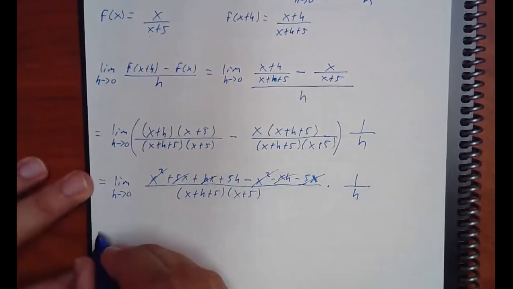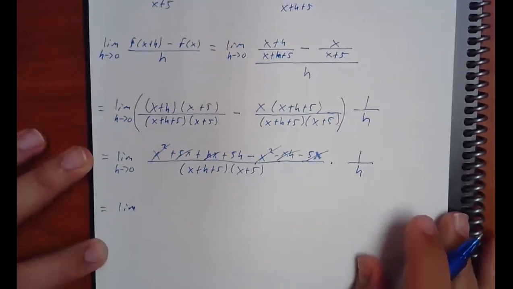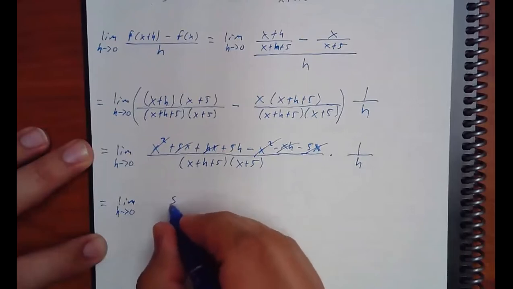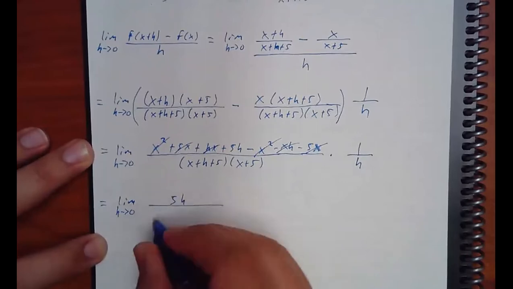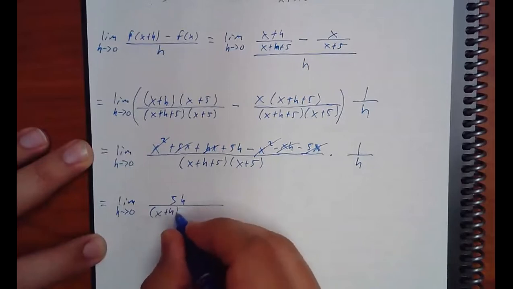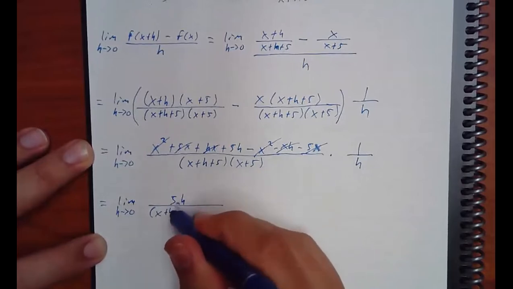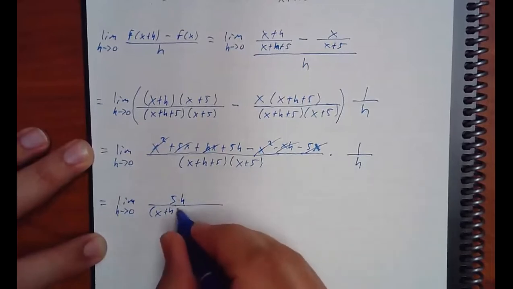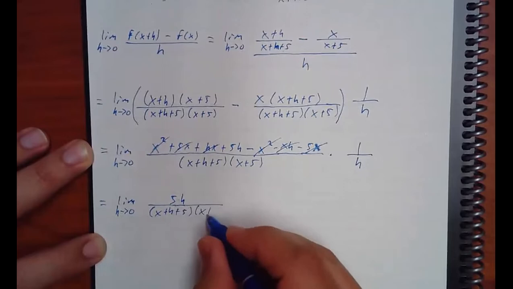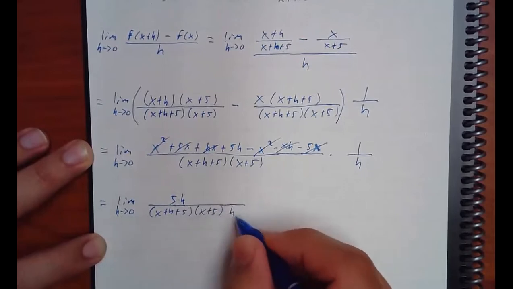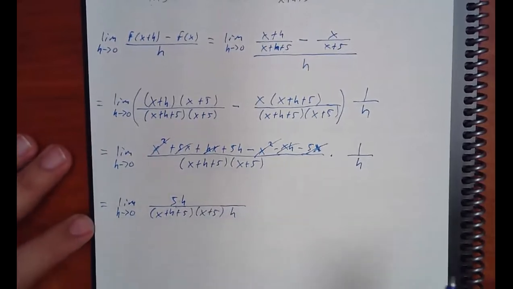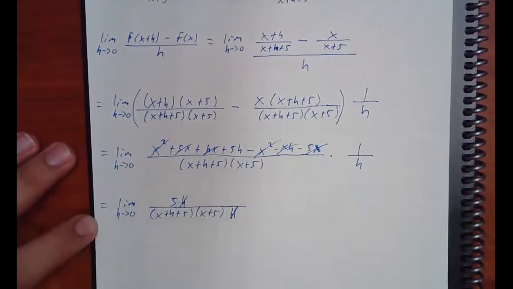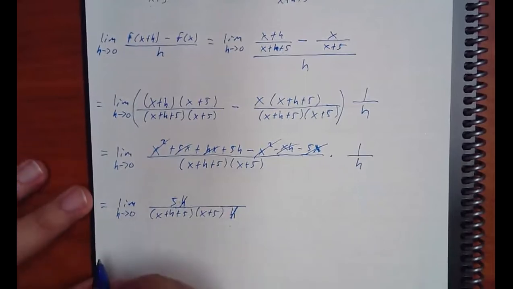So this will leave us with the limit as h goes to 0 of 5h over x plus h plus 5 times x plus 5 times h. Notice that these h's will cancel. So now just take your limit and you'll be done.